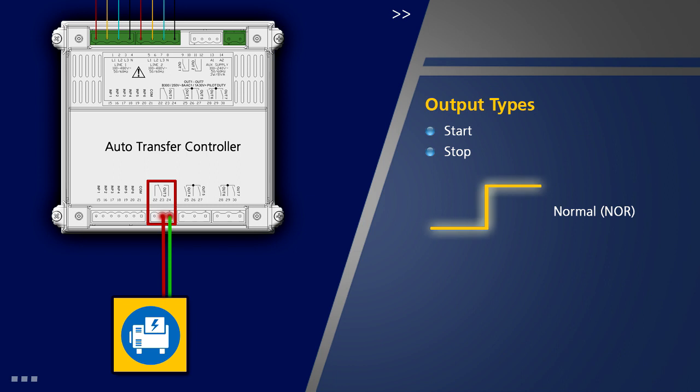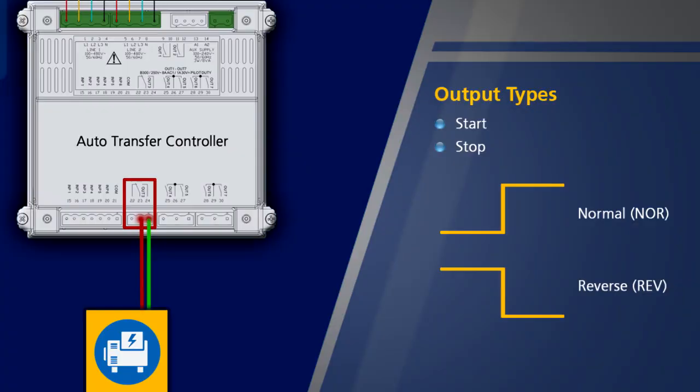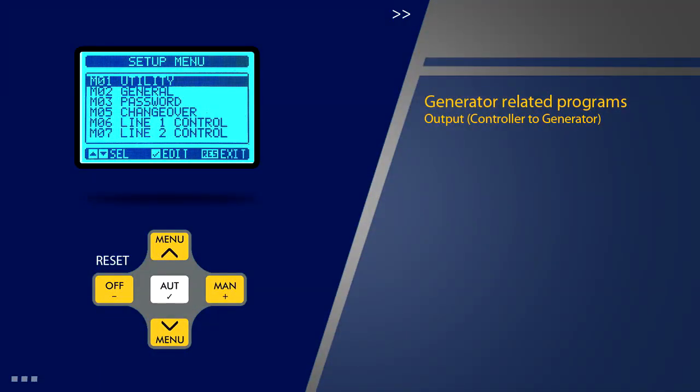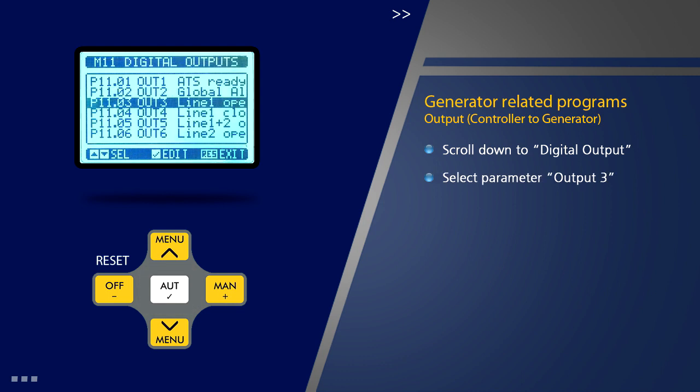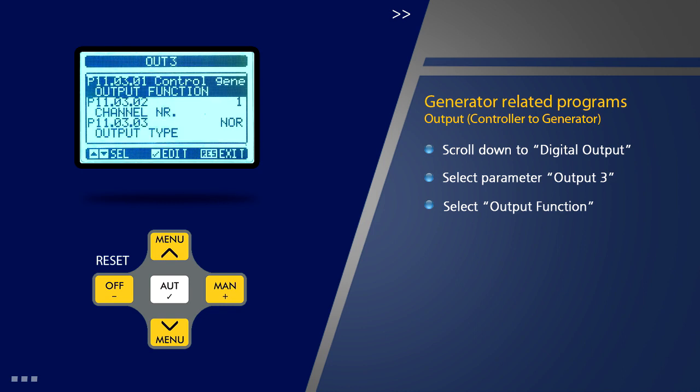An option is also available in which output is high by default and activation leads to de-energizing of that output, which is low to high signal. The procedure for setup is as follows. Scroll down to option 11, Digital Output, on Setup menu page, and press OK. Select parameter 3, which is output 3, on this page, and press OK. Select the option Output Function, which is the first option on this page, and press OK.